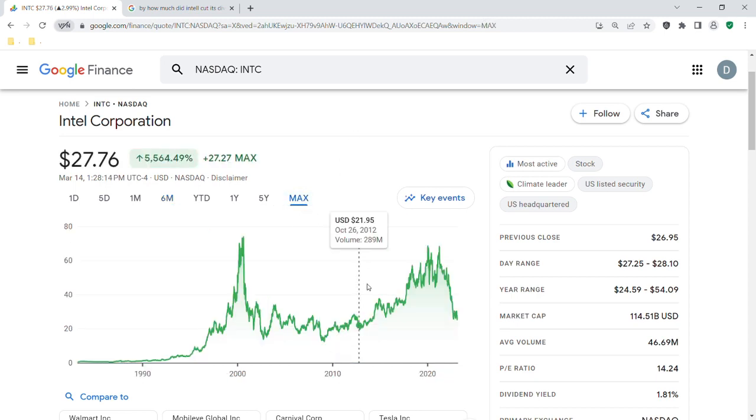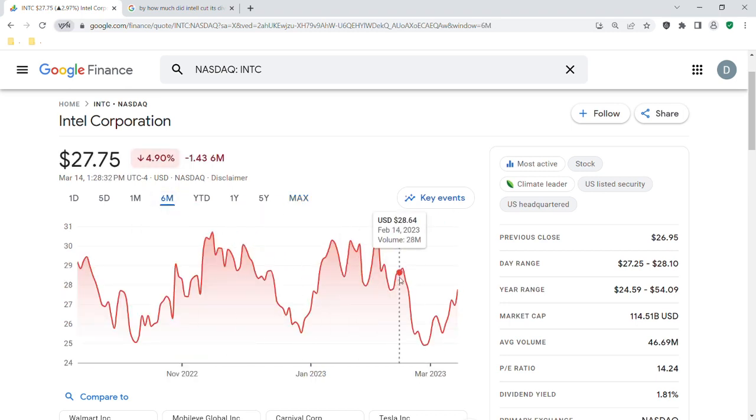If we have a look at the maximum graph, we can see that the price fell from $45 in 2022 to $27 in 2023. Now, if we look back at the 6-month graph, we can see that on February 16th there was a large decline in the stock price, and this was due to Intel cutting its dividends by more than 66%.